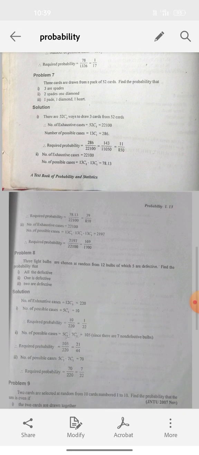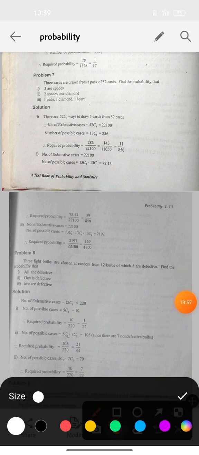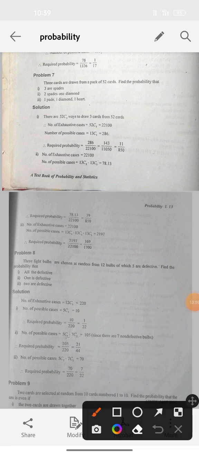Now going to the 7th problem. It is also again a card problem. Let's see how it will work. 3 cards are drawn from a pack of 52 cards. So there are 52 cards from which you have to select 3 cards. So it will take 52C3 ways to select 3 cards. That will be your exhaustive cases.